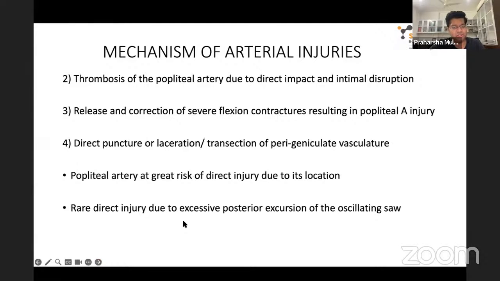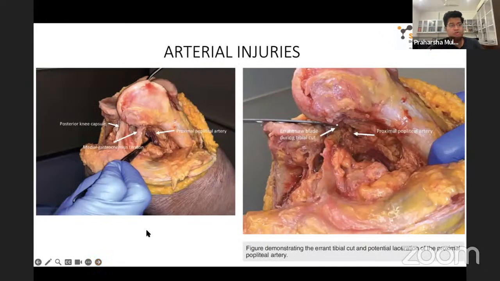It's lying right behind the joint you're trying to replace, and there is rare direct injury due to excessive posterior excursion of the saw blade. So you can see this diagram very clearly shows you the typical location, how your femur and tibia are looking when you're going to take a tibial cut. On the left side, you can see how the popliteal artery falls away from the knee when you're going to do it, but it is sitting right behind that capsule, which is visible for you on your flexion gap.